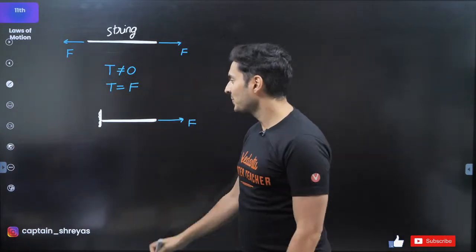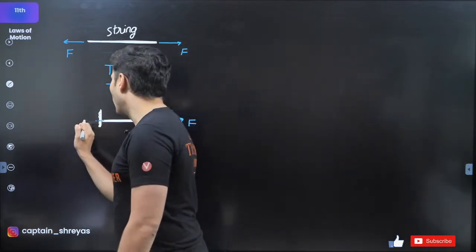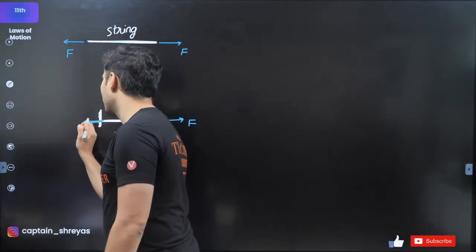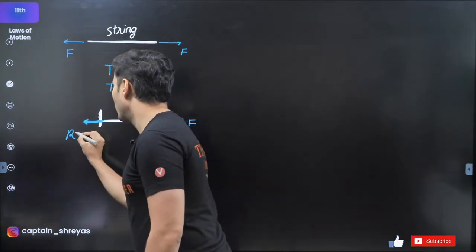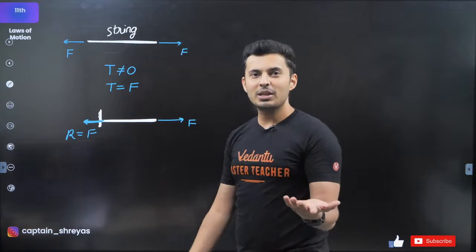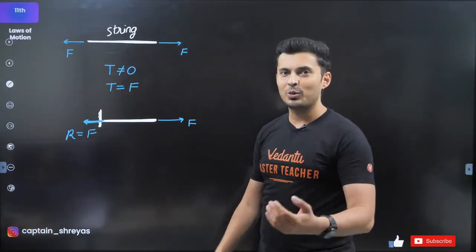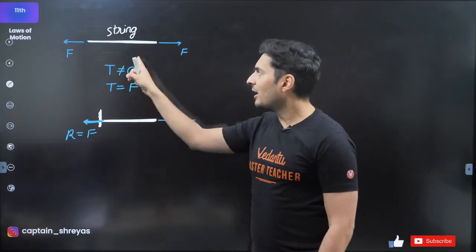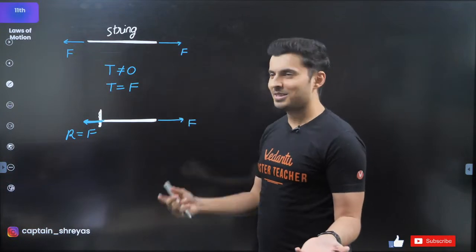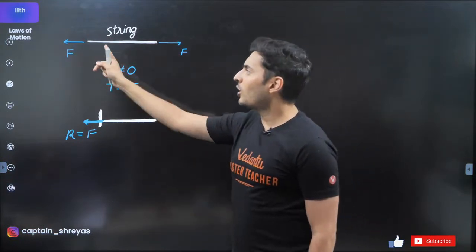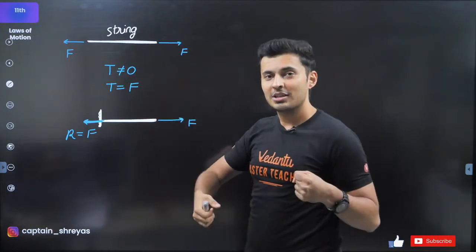See how this works. If this string was attached to the wall, won't the wall also apply some kind of force over here? And won't this force, the reaction by the wall, be equal to F? If you are pulling the string here, the wall will also pull the string back over there. Isn't this diagram same as this diagram? What's the difference? One of the forces is a supporting force, the other force is the pulling force.